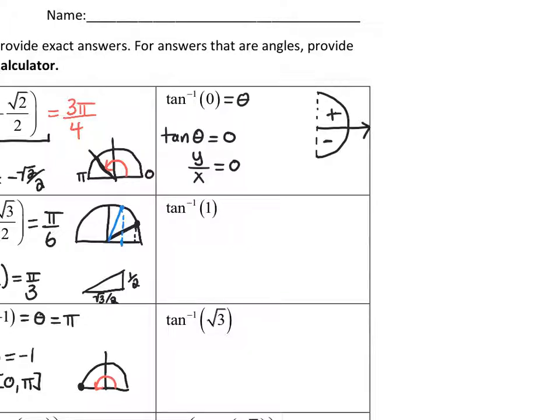But this angle theta has to be within the interval -pi/2 to pi/2, not including the endpoints. So we can clearly see that I'm going to get a slope of 0 when the angle is itself 0, 0 radians or 0 degrees. Now you cannot answer 2 pi. The reason you can't answer 2 pi is because 2 pi would cross over my boundary line and go all the way around, and I'm not allowed to do that.